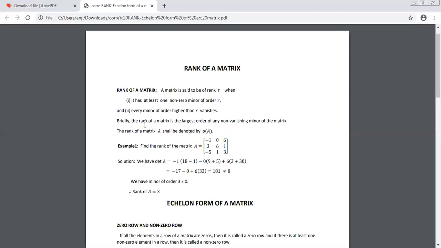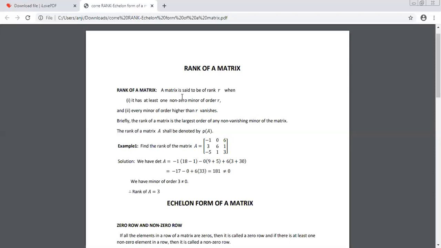So briefly, the rank of a matrix is the largest order of any non-vanishing minor of the matrix. That means the highest order of non-zero minor of the matrix. Symbolically, the rank of a matrix A shall be denoted by this symbol, rho of A.